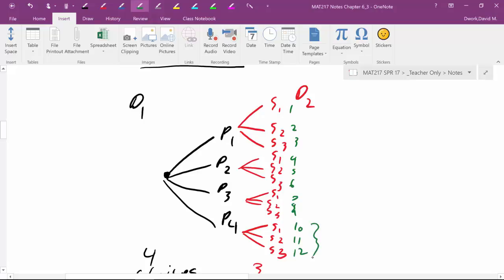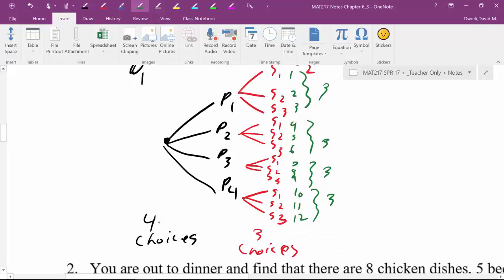Well, you might be saying, duh, because this is quite literally the definition of multiplication. I have a group of three, a group of three, a group of three, a group of three, and how many of those do I have? Four of them. So instead of having to count up all my leaves, I could have more efficiently said I have four groups of three, that's the definition of multiplication, so that means I have a total of 12 outfits.